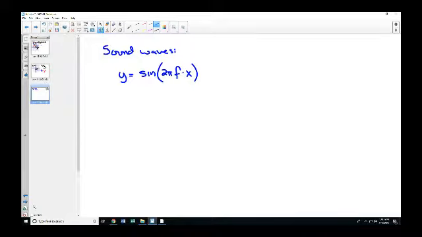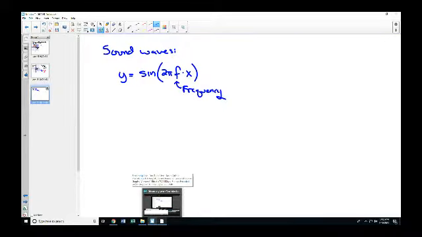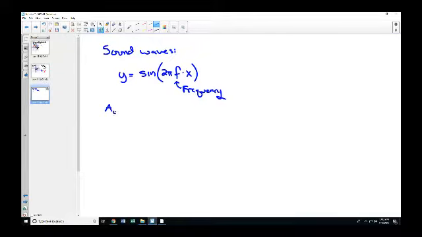This is the formula you're going to use. This is frequency. Okay. So let's just study middle A, A4, 440 hertz. Remember, that's 440 cycles per second.